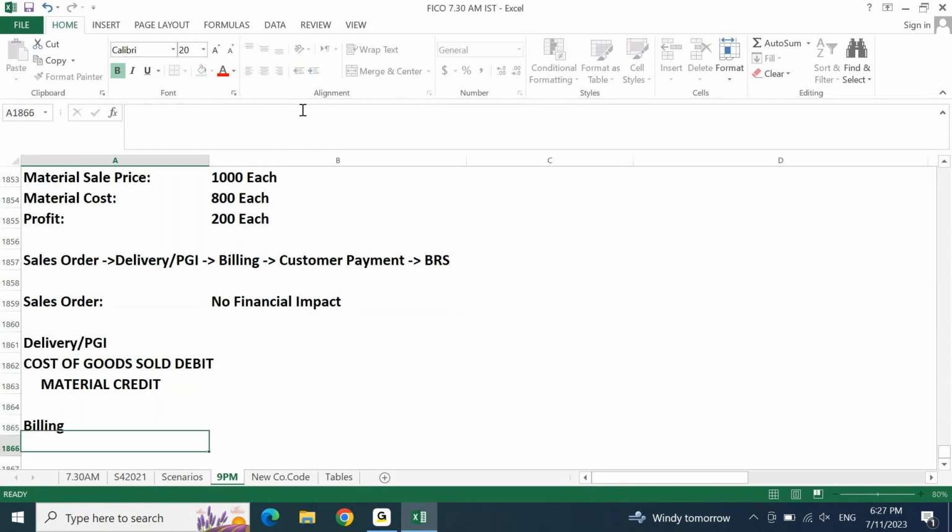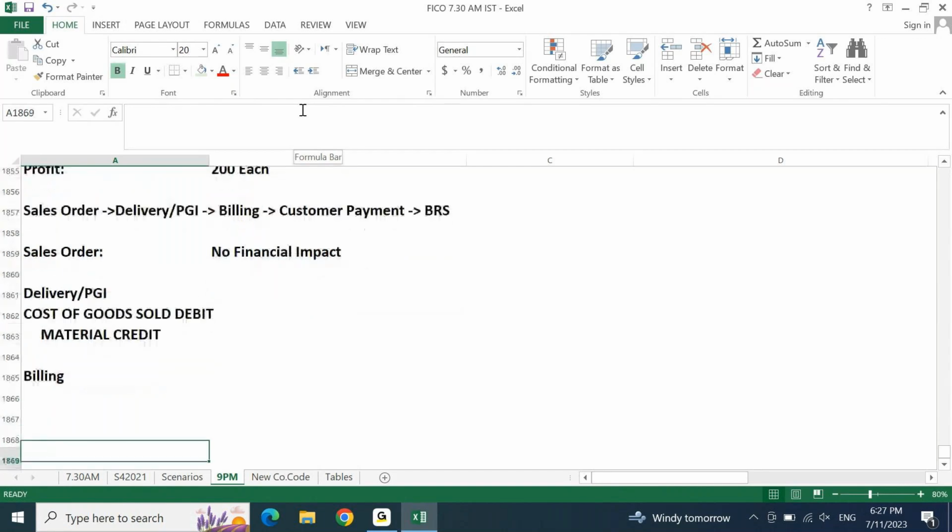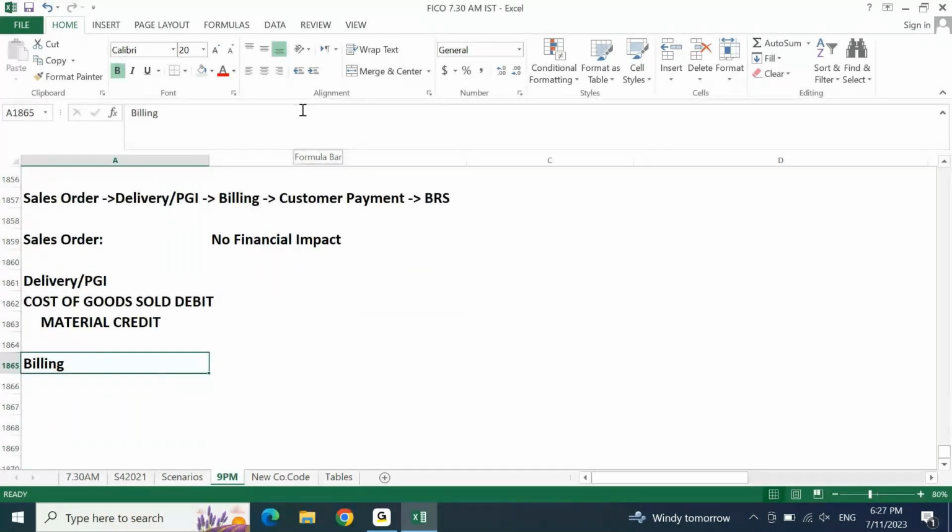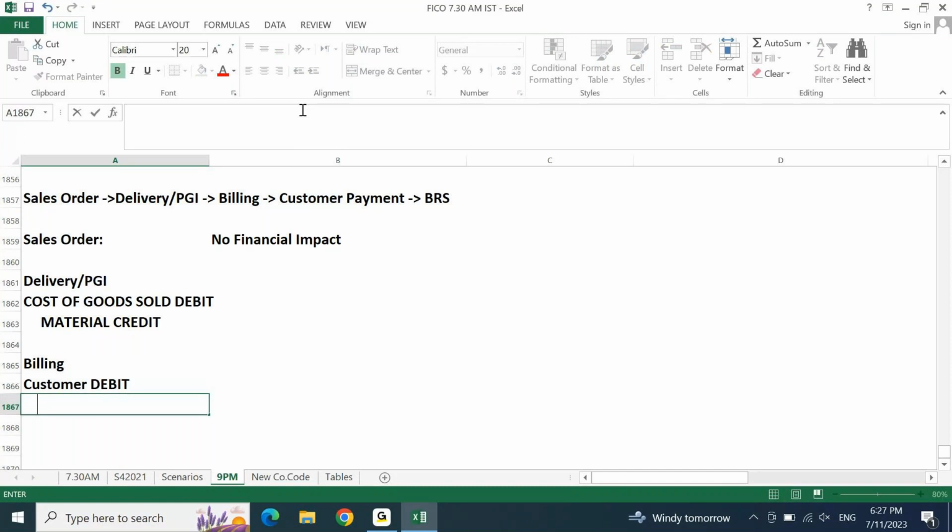When you perform billing here, during billing, there is another accounting entry. This is nothing but a sales. When you're talking about billing, we are representing sales. When it comes to sales, this standard accounting entry is customer account debit, sales account credit. Here I'll put customer debit, sales credit. This is the accounting entry during your billing.